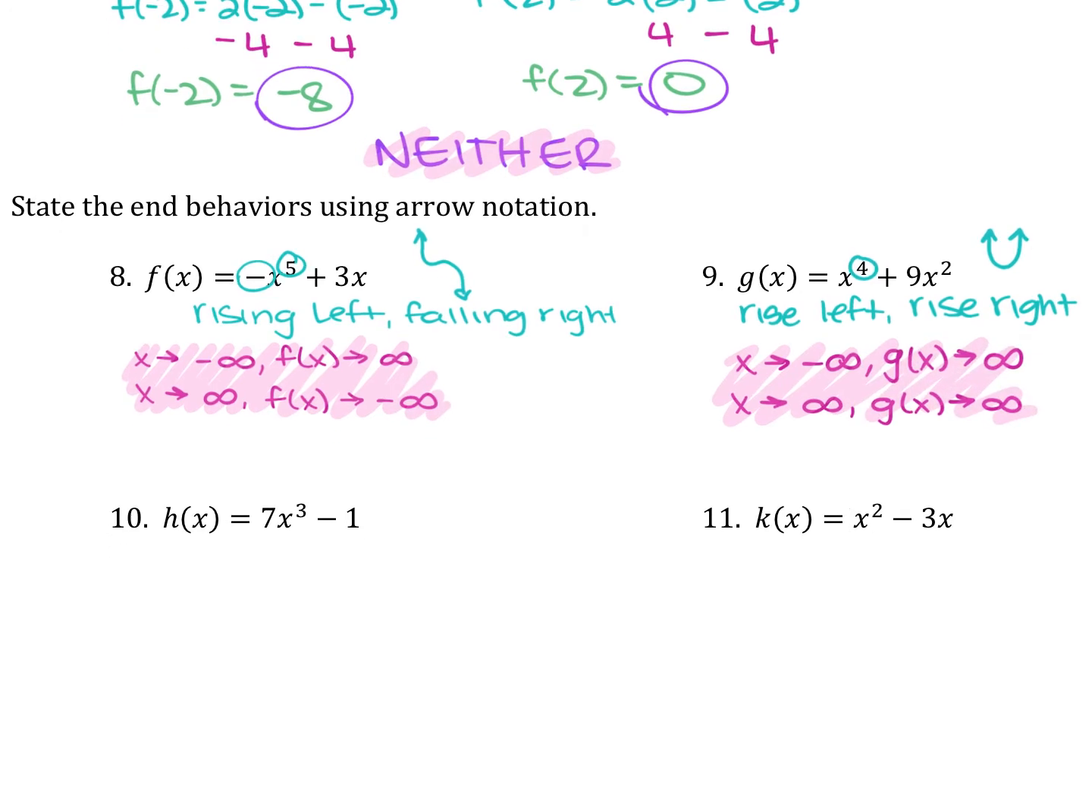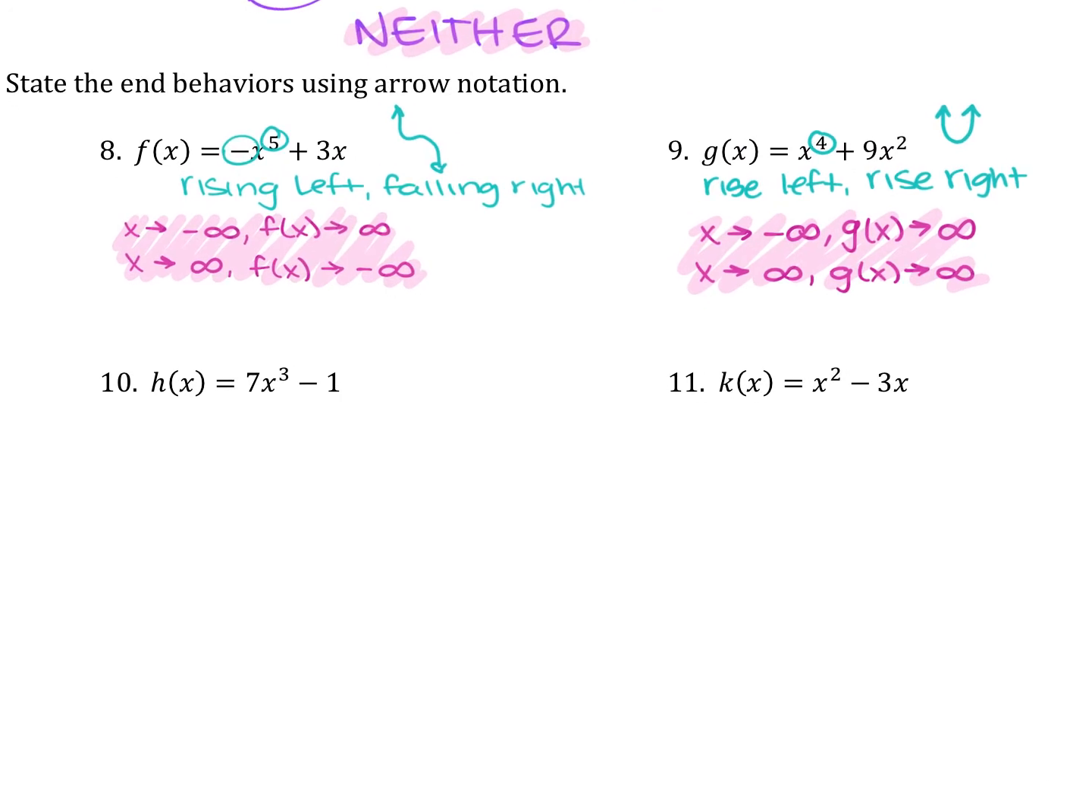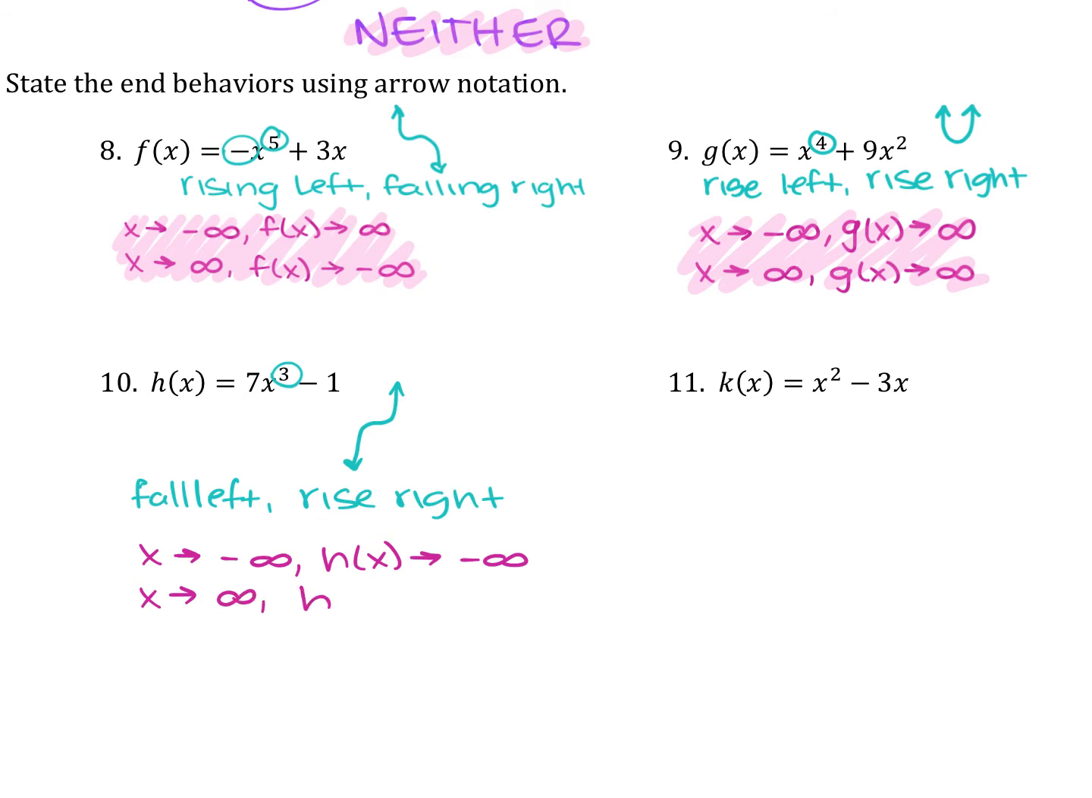For number 10, you have h of x is equal to 7x cubed minus 1. Your power on this is 3. There is no negative in front of it, so it opens up and to the right, down and to the left. So this is falling left, rising right. So as x goes to negative infinity, your h of x goes to negative infinity. And as your x goes to positive infinity, your h of x also goes to positive infinity.